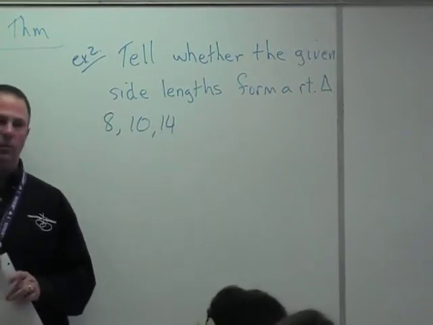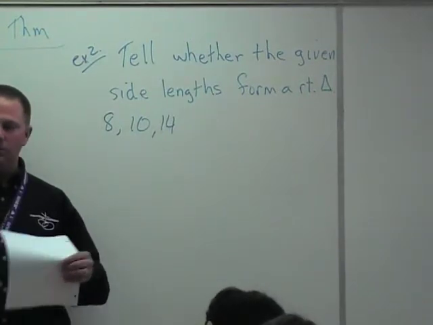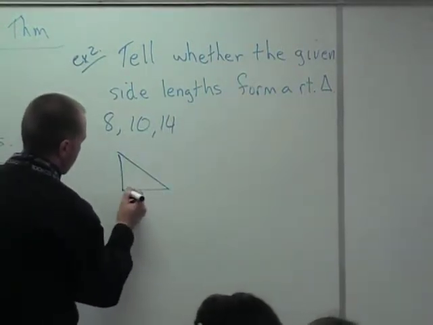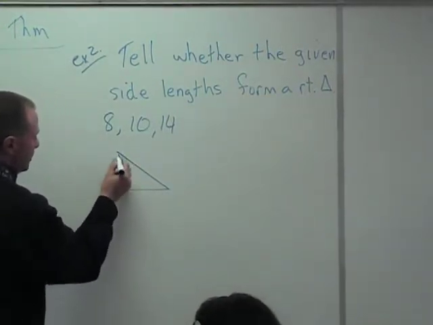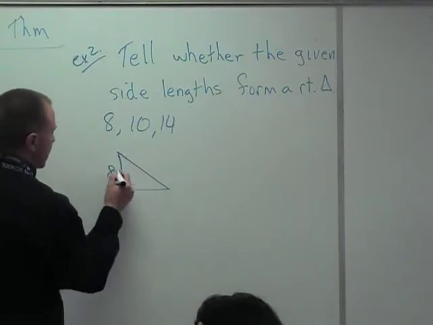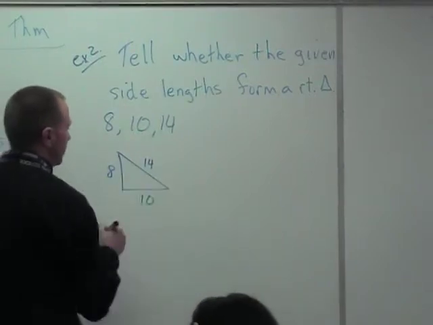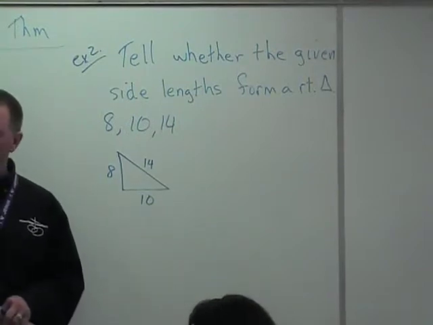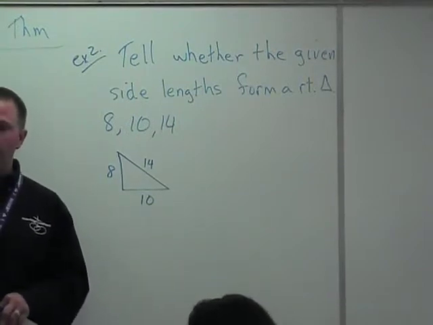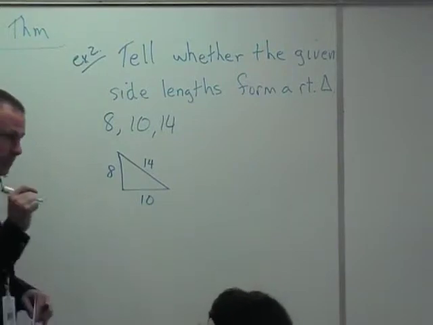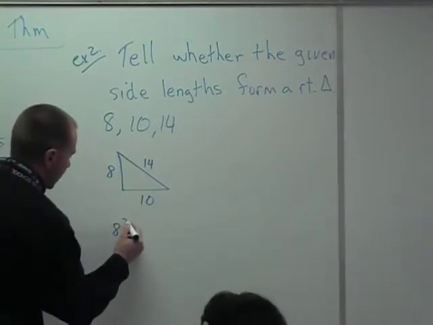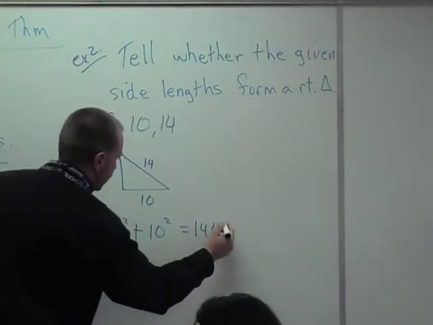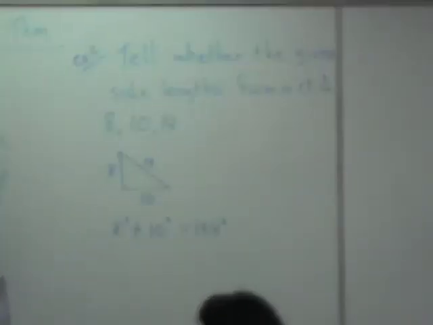14. Why is it 14? Because it's the longest. Okay, so here's what we're asking. I'm not going to put the right angle symbol in there yet because I don't know. Let's say this is 8, this is 10, and this is 14. So now you have to check to see if it's a right triangle. If it's a right triangle, then the Pythagorean theorem will work. So we square the sides, and we add the sum of those squares.